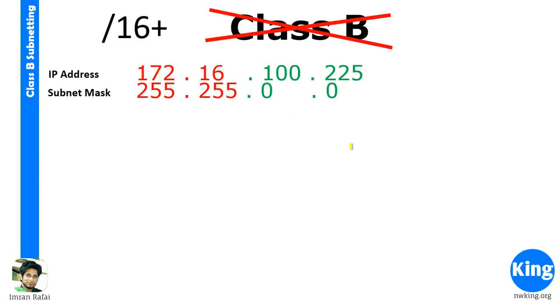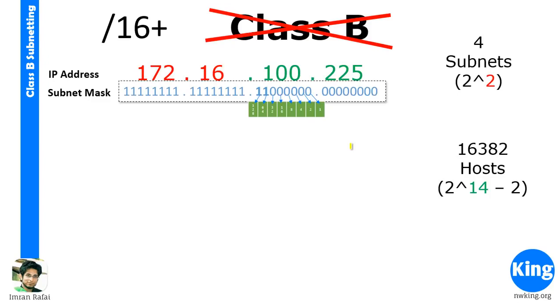172.16.100.225, the same IP address, but this time we're going to break it into 4 subnets. So from what we know already, to break a network into 4 subnets, we borrow 2 bits. This is the 2 borrowed bits. From the same formula, 2 bits is 2 to the power 2, which is 4 subnets, and 2 to the power 14, which is nothing but the number of zeros, minus 2 is 16,382 valid hosts.